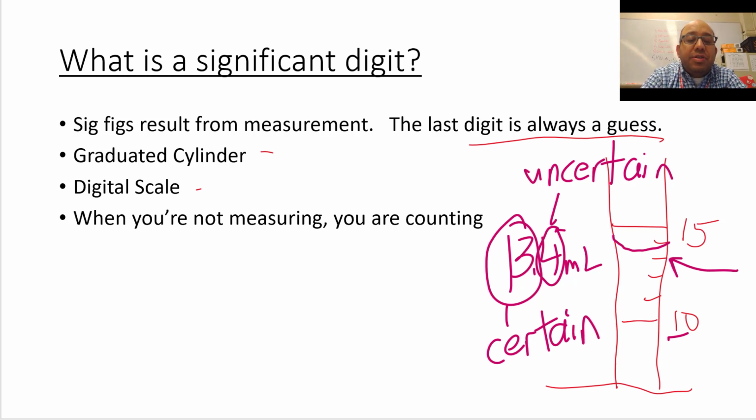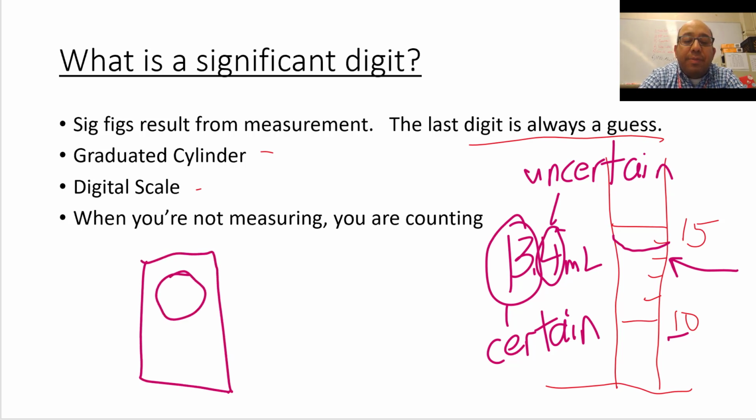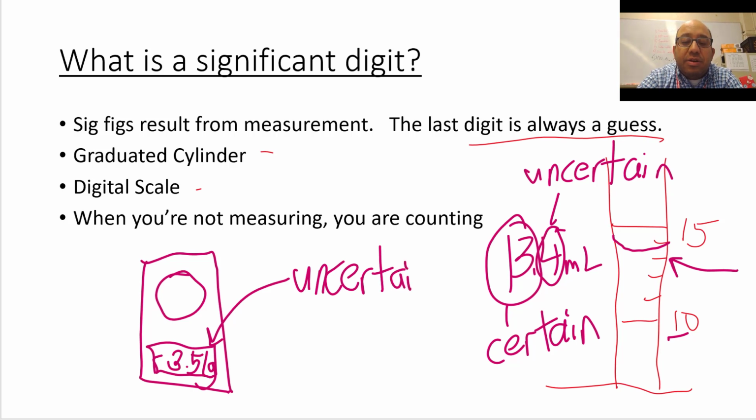Similarly, if you use a digital scale, and this is going to be a top view of the scale, there's the part that you put the sample on, and then there's a little digital readout which tells you how much it weighs. So if it said 3.51 grams, you would notice that the 1 is the uncertain one. When you add or take away something from a scale, you notice that the last digit is the one that changes the most. The instrument is making a guess at what that last digit is, so that's the uncertain value. And the 3 and the 5 are both certain values.